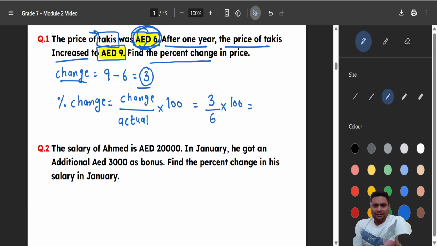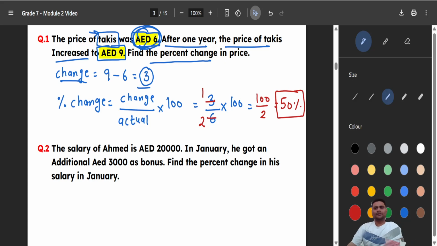See, you can cut the numbers here also. 3 and 6, both of them come in the table of 3. So we can divide them by 3. 3 divided by 3, 1. 6 divided by 3, 2. So this will become 100 divided by 2, which is 50. So the change is 50%. Okay. Let us come to the next question.